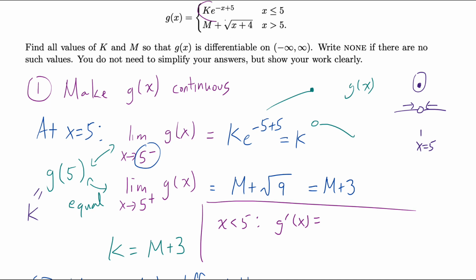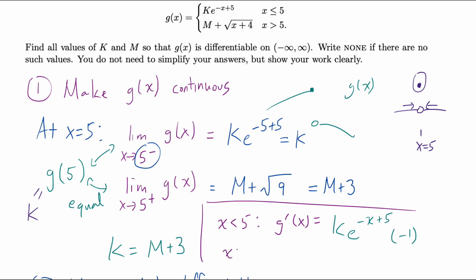When I differentiate this, you have to use the chain rule. This negative x plus 5 is your inside function. So we get k e to the something. When I differentiate e to the something, I get e to the something, where something is negative x plus 5. And then by chain rule, I have to differentiate this inside function, so differentiate minus x plus 5 and multiply by that. So we get this times minus 1.